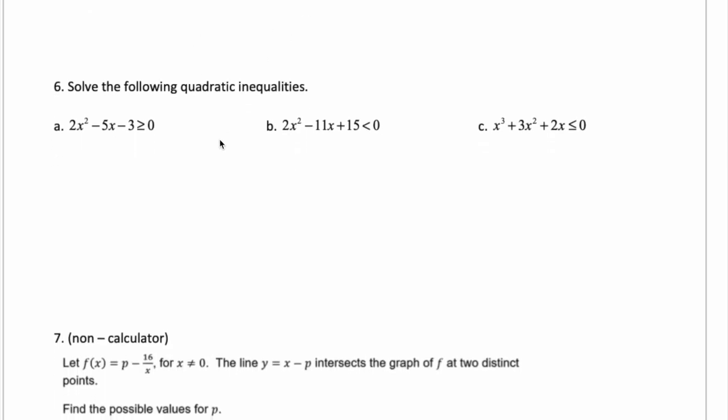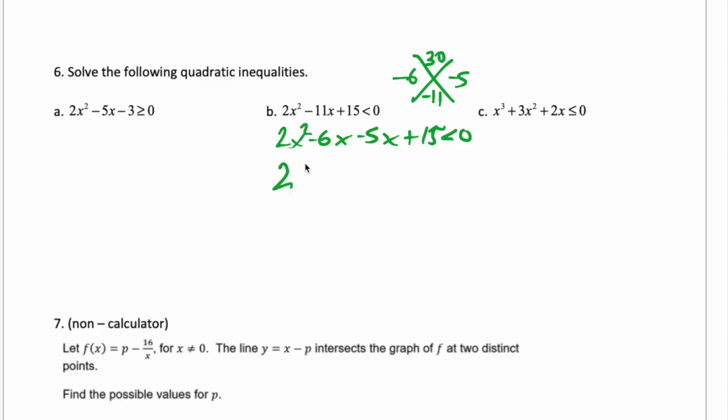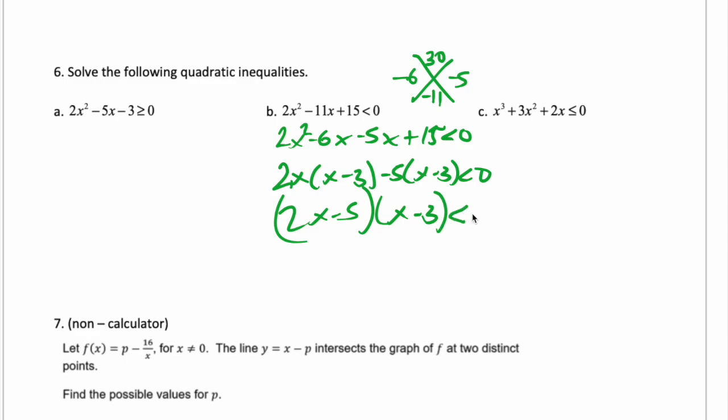Okay, so you have some solving inequalities here. Let's check them all out. Let's look at this one first. Let's factorize this quadratic. 2 times 15 is 30, so we need two numbers that multiply to give you 30 and add to give you -11. That's -6 and -5. So you get 2x squared minus 6x minus 5x plus 15 less than 0. Factor out to get 2x minus 5, x minus 3 less than 0.